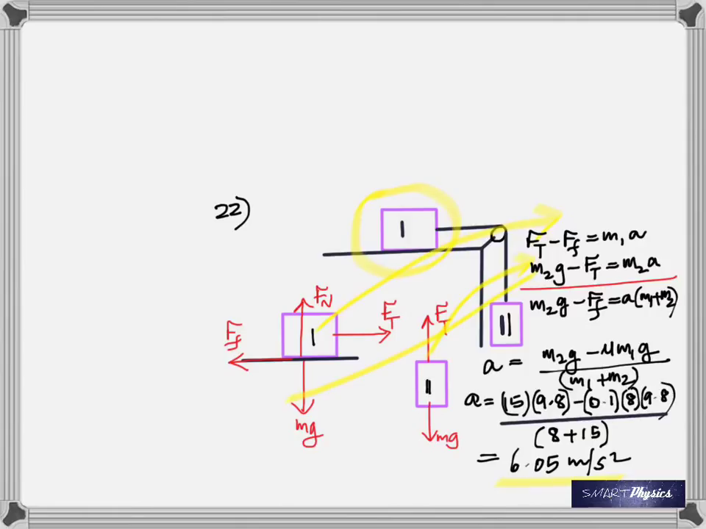So A is draw the free body diagrams, B is calculate the acceleration, and C is find the tension. Now to find the tension, you just have to plug it back into one of the equations.